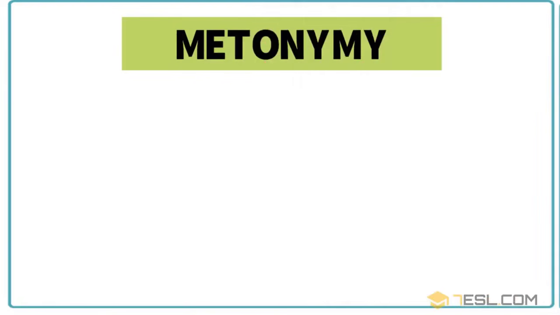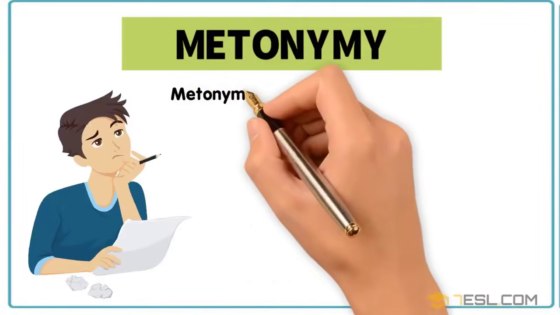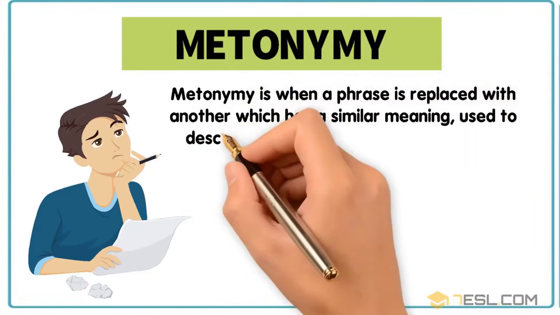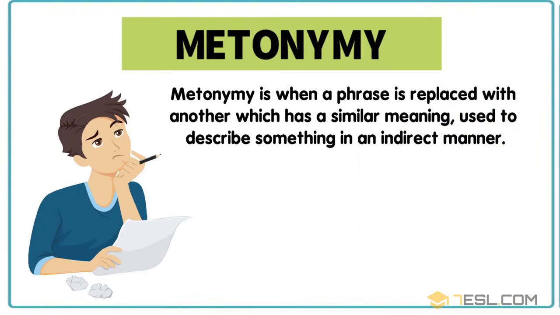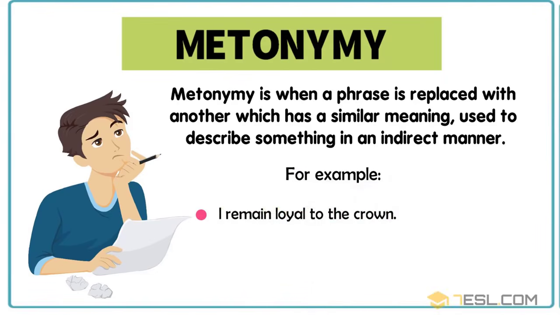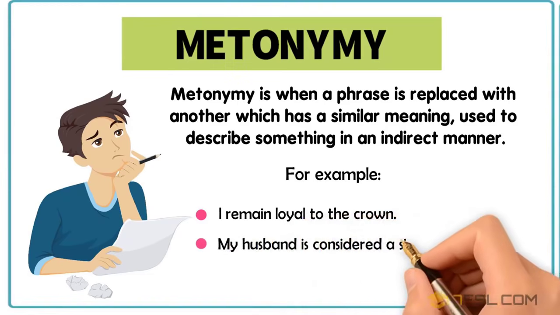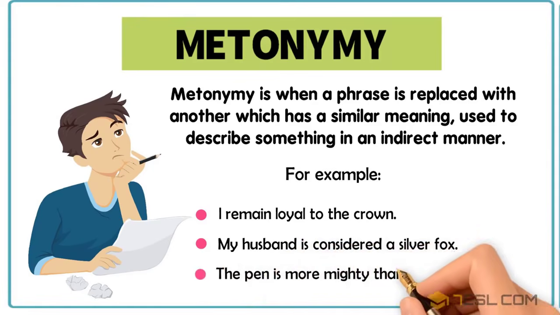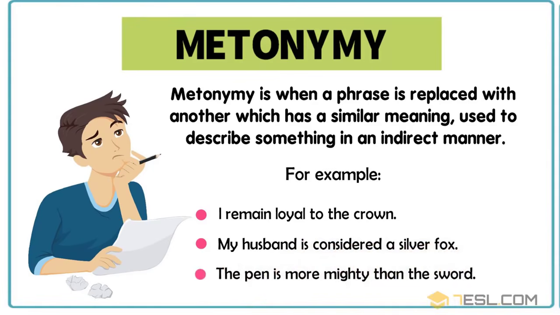Metonymy. Metonymy is when a phrase is replaced with another which has a similar meaning, used to describe something in an indirect manner. For example, I remain loyal to the crown. My husband is considered a silver fox. The pen is more mighty than the sword.